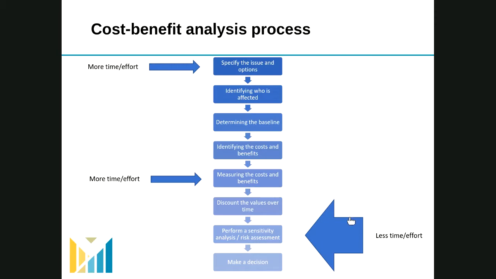And then finally, the last part is normally where we spend less time and effort, because once we have the values, normally it's easy to decide how we value them over time. It normally becomes relatively straightforward to perform a sensitivity or risk analysis. And then if we've gone through this process, making the decision should actually be relatively straightforward because we have all the information we need to make a good decision.